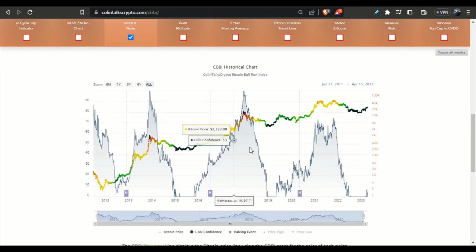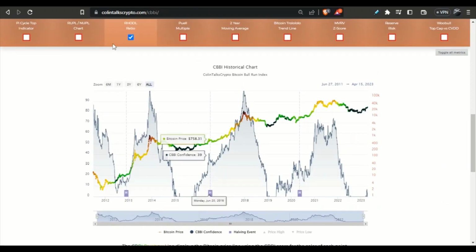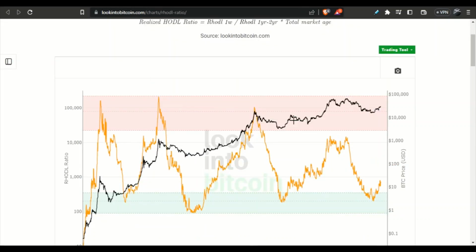So if you see, definitely we're at the very low on the RHODL ratio, and it's giving us a 7 on the CBBI. Well, actually it's at 0 here, and it did reset. So what is the RHODL ratio, and how do we look at it? How does it help us?